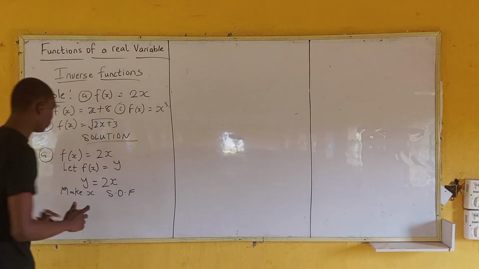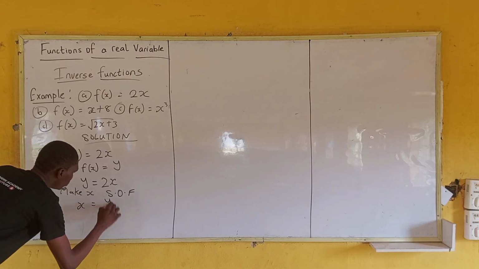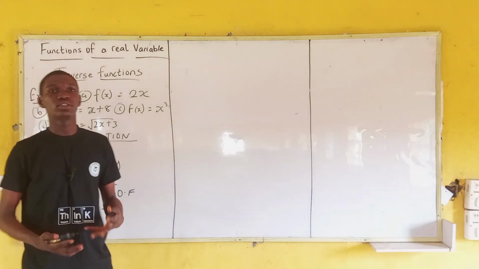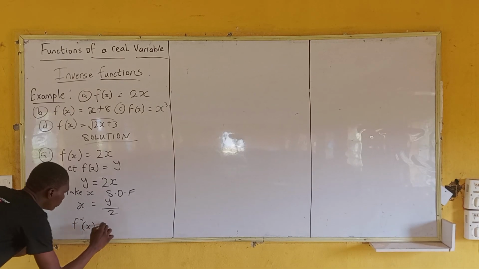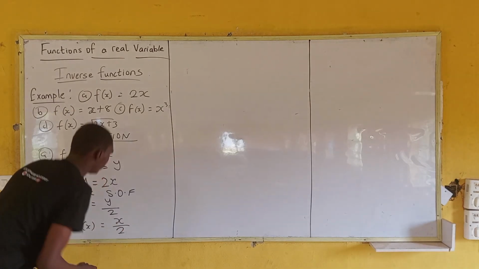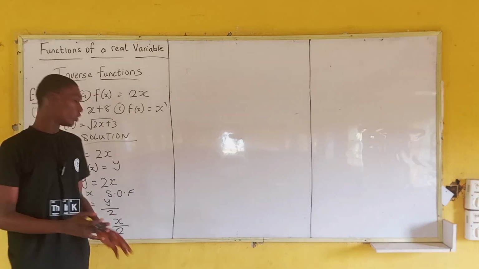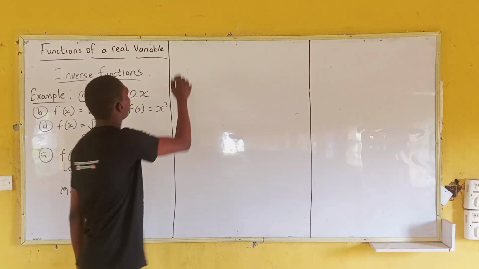Making x the subject of the formula, we have our x equal to y over 2. So if you now want to write the inverse function, you say that f inverse of x is equal to x over 2, simply changing this y to x. And that will be our final answer. Let's move on to example 2.